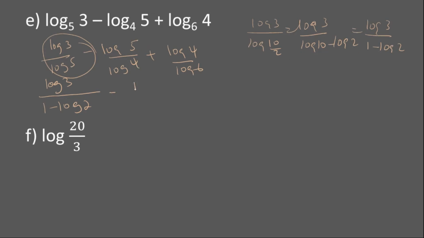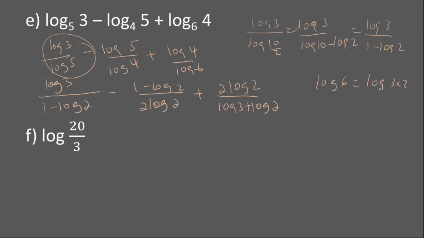Then log 5 over log 4 is 1 minus log 2 over twice log 2, because log 4 means 2 to the power of 2. Plus again twice log 2 over log 3 plus log 2. The reason we write it this way is that log 6 is equivalent to log of 3 times 2, which you can decompose individually as log 3 plus log 2. So this can be simplified.